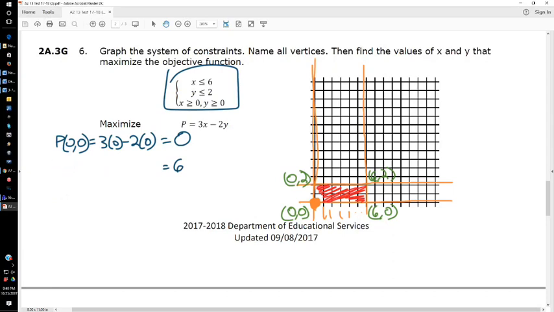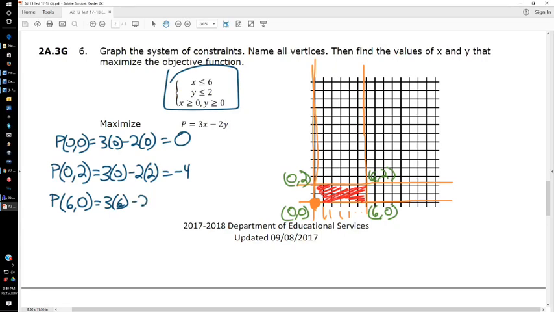Hopefully you're not writing in ink. That's why you should never do math in ink. P of 0, 2. Okay, so 3 times 0 minus 2 times 2 is 4. Not negative 6. Let's erase that too. 0 minus 4 equals negative 4. I'm pretty sure that doesn't maximize your profits because it's less than 0. Next one, let's do 6, 0, that bottom right corner. 3 times 6 is 18, minus 2 times 0, that's 18 minus 0 is 18. That's probably the candidate right there, but let's do the last one.